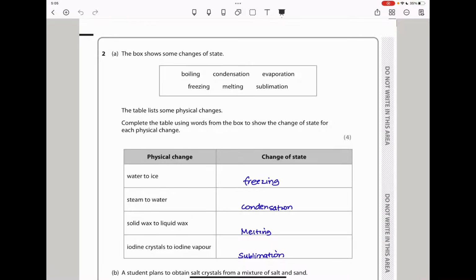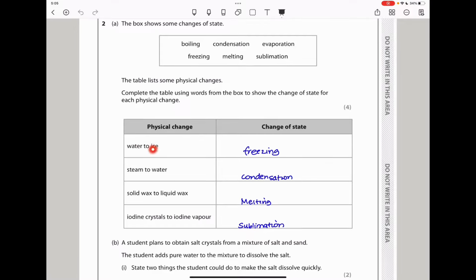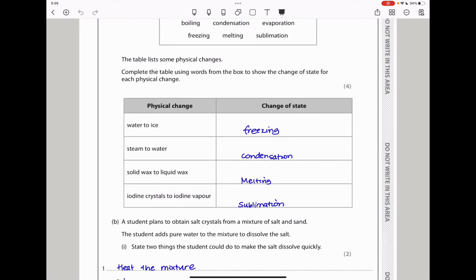When water is converted into ice, this is a process of freezing. A liquid is converted into a solid, so that is freezing. When steam is converted to water, we are turning a gas into liquid. This is condensation. When solid wax is converted into liquid wax, this is a solid being turned to liquid, it's melting. And when iodine crystals turn to iodine vapor, solid directly to gas, this is sublimation.